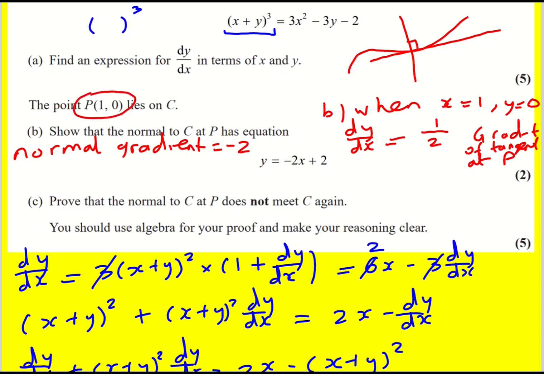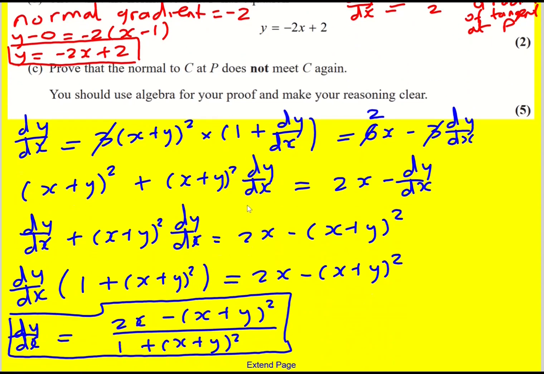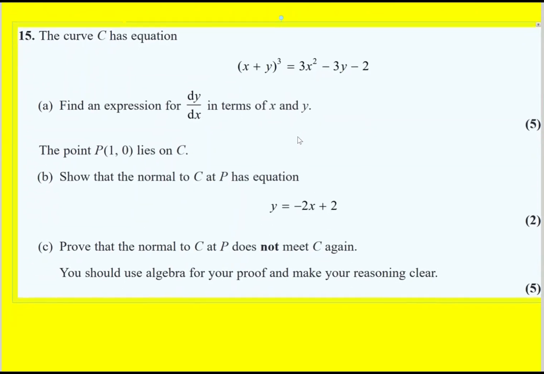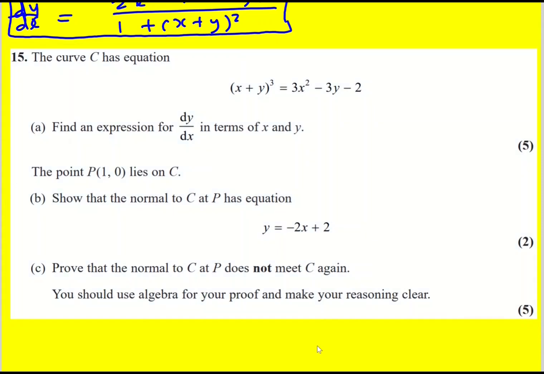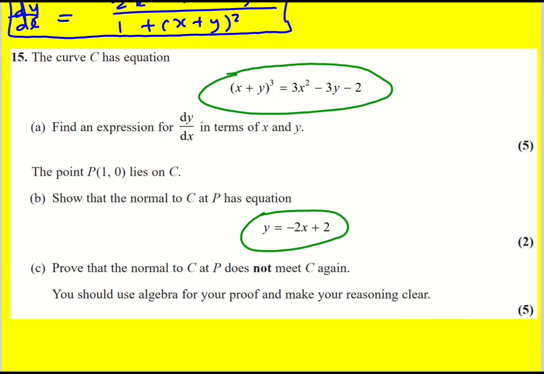And now we can just sub in our point and the gradient. So y minus y1, y minus 0 is going to equal minus 2 times x minus x1. That's x minus 1. y is going to equal minus 2x plus 2. And finally, we're asked to prove that the normal does not meet C again. It's going to meet the curve at P, but not anywhere else. So we've got our original curve, we've got the normal, let's solve them simultaneously.